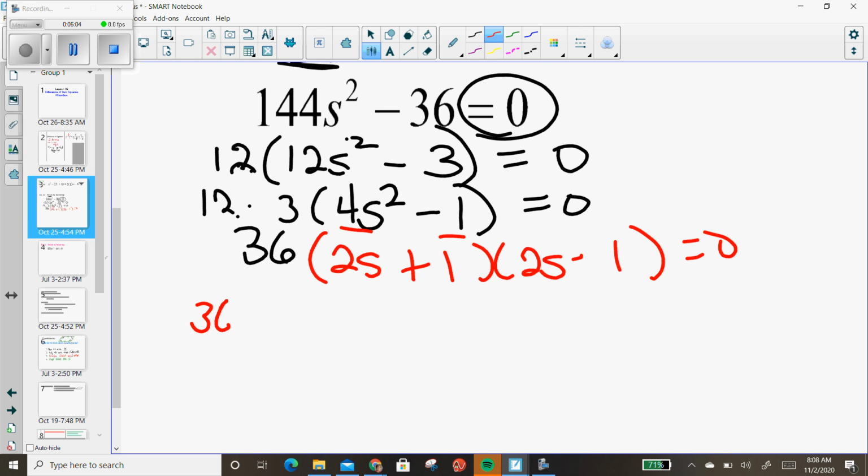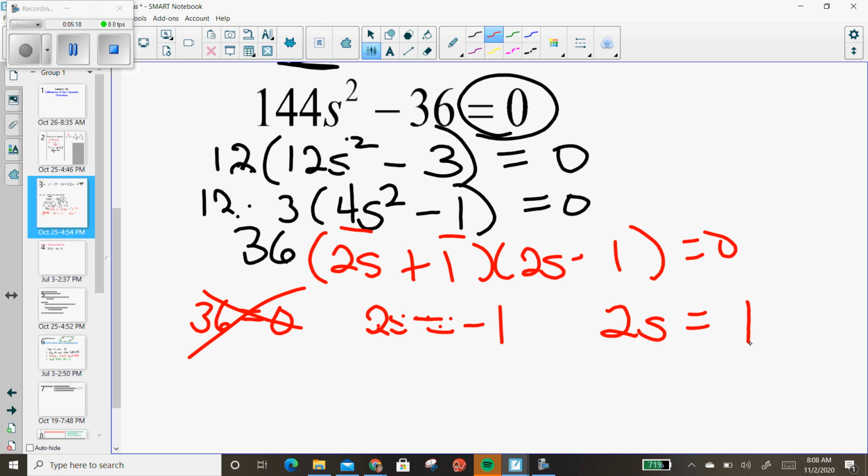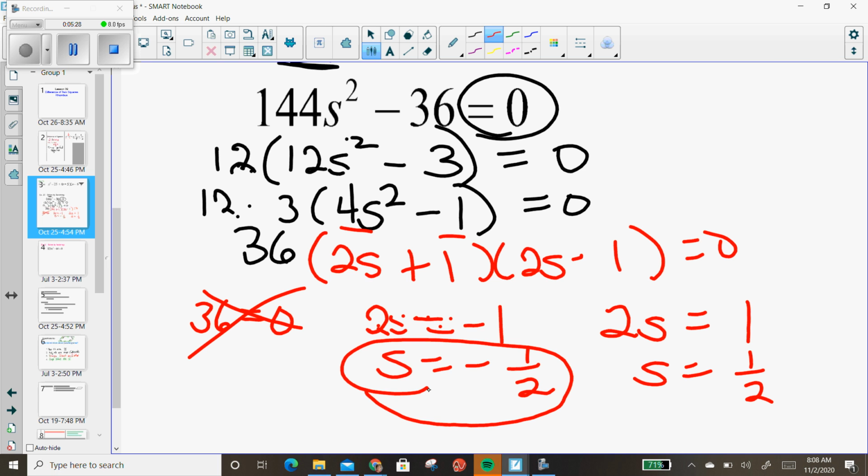So then 36 can't ever be equal to 0, so that one doesn't do anything. 2s plus 1 could be equal to 0, so 2s could be minus 1, and 2s could be plus 1. Divide both sides by 2, s could be minus a half, and s could be plus a half for those two answers. So same as what we did before, solve, we make it equal 0, we see if we can factor, we just use our difference of squares formula.